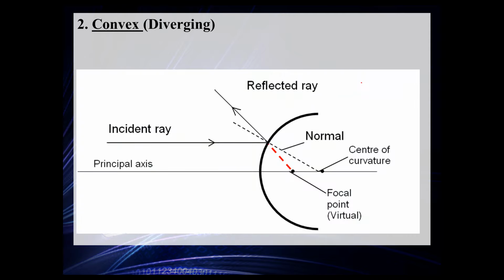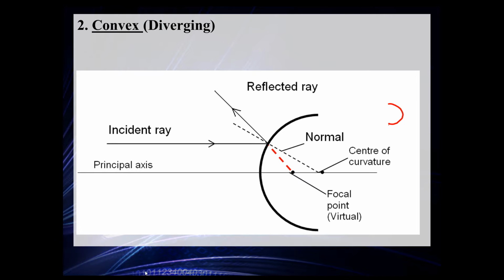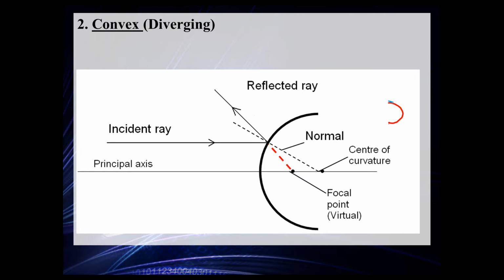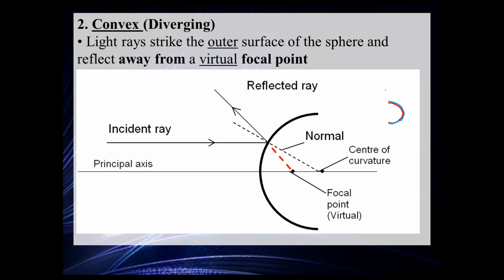Second type of mirror is called a convex or a diverging mirror. Basically what we do now is we just flip it around. So if I go back to my tennis ball, where I cut it in half, instead of lining the interior of the mirror, now you're going to line the exterior. So we flip it around. Convex mirror, also called a diverging mirror.